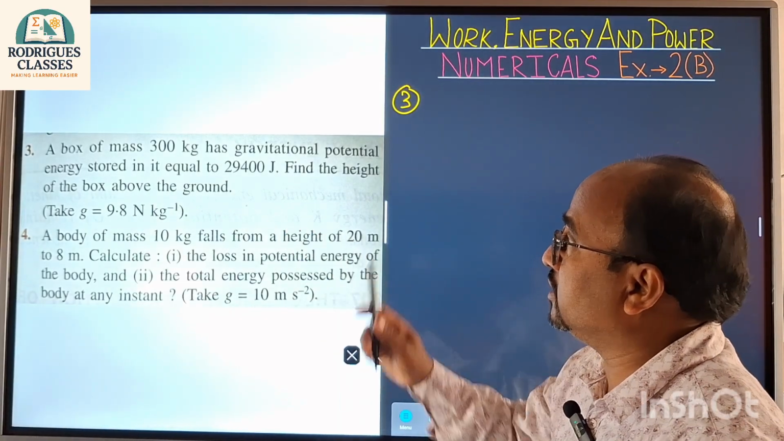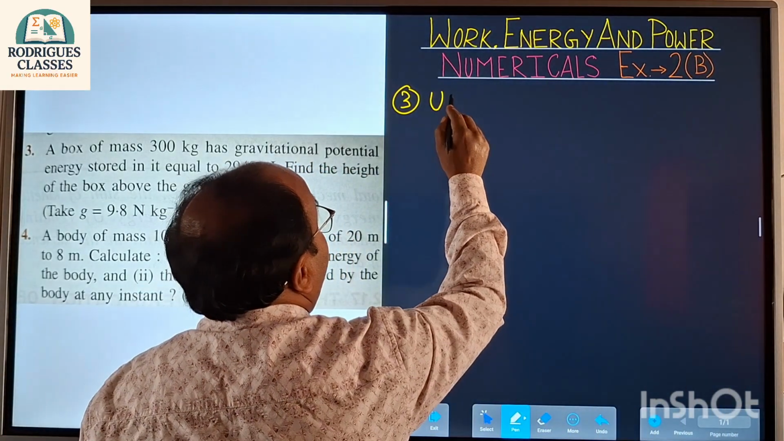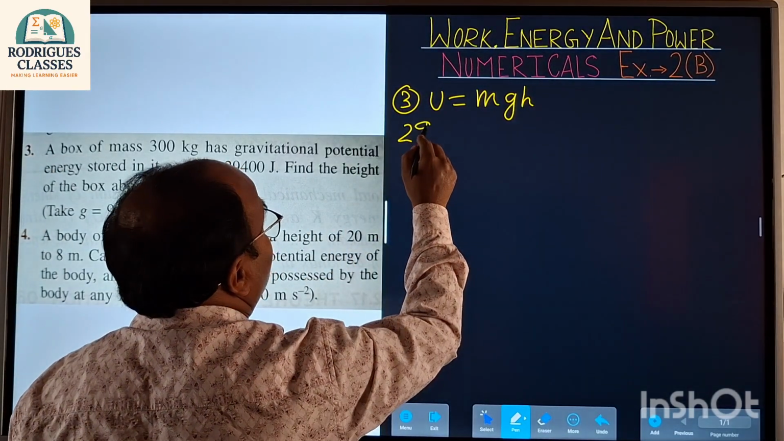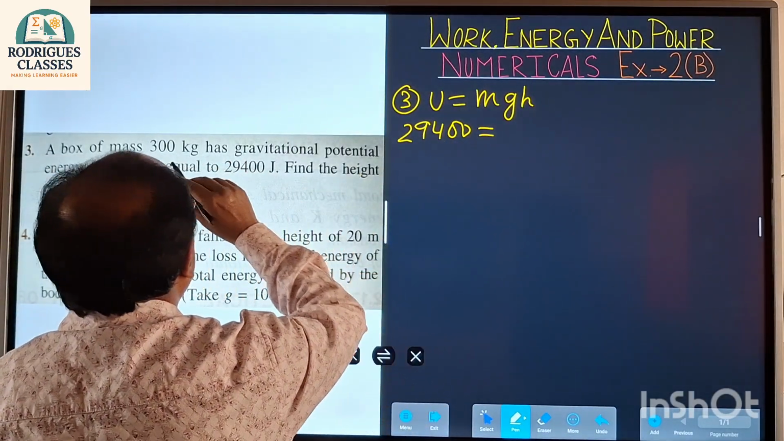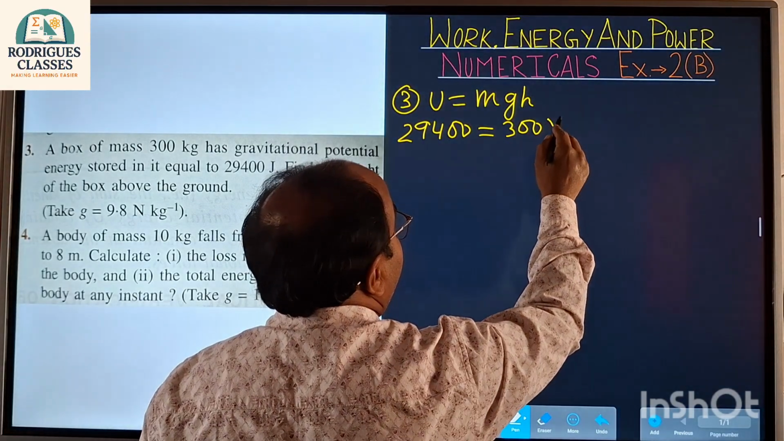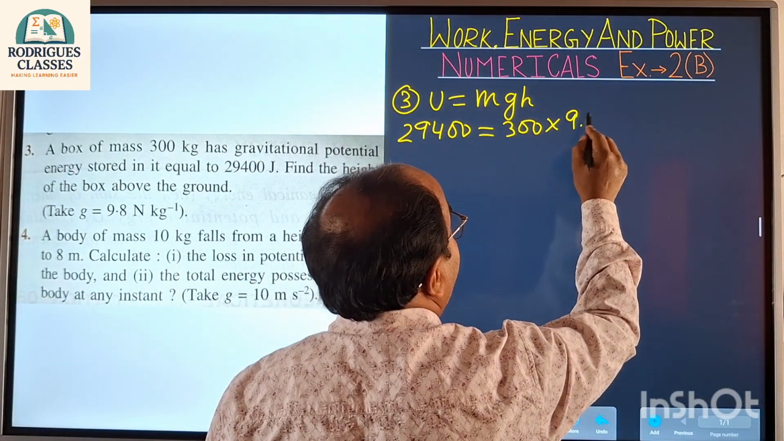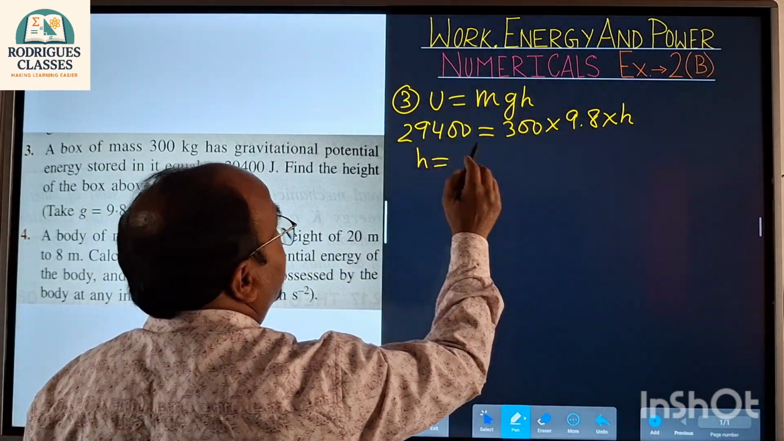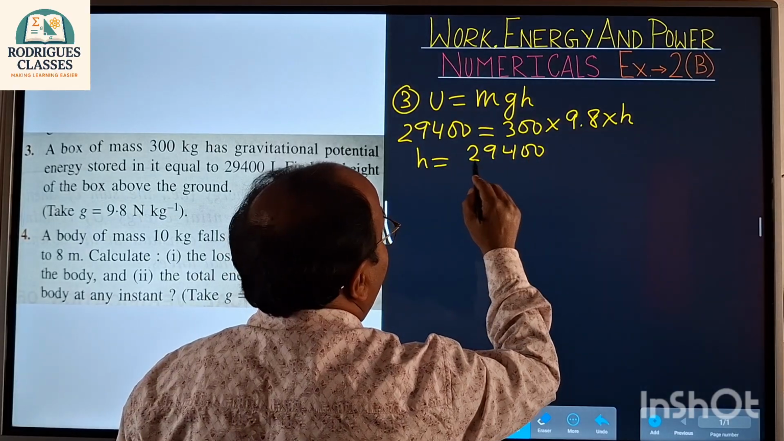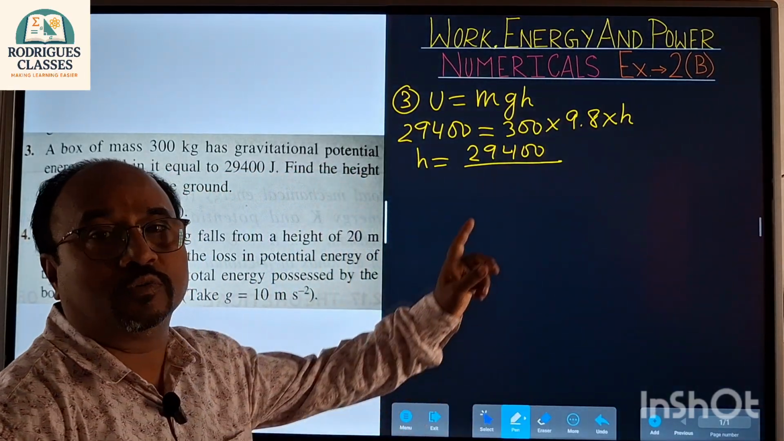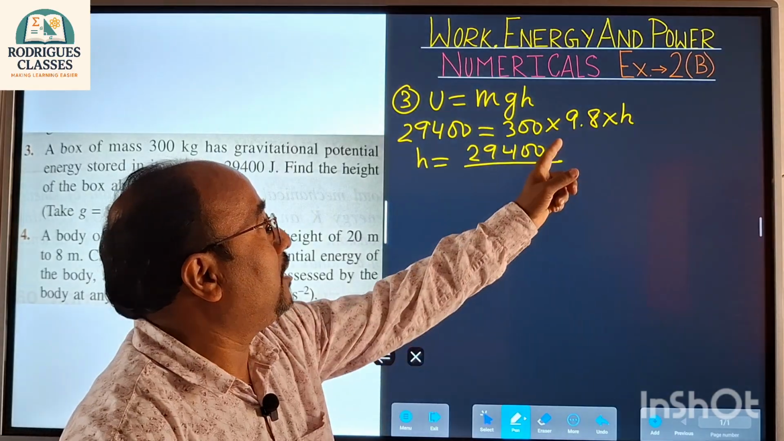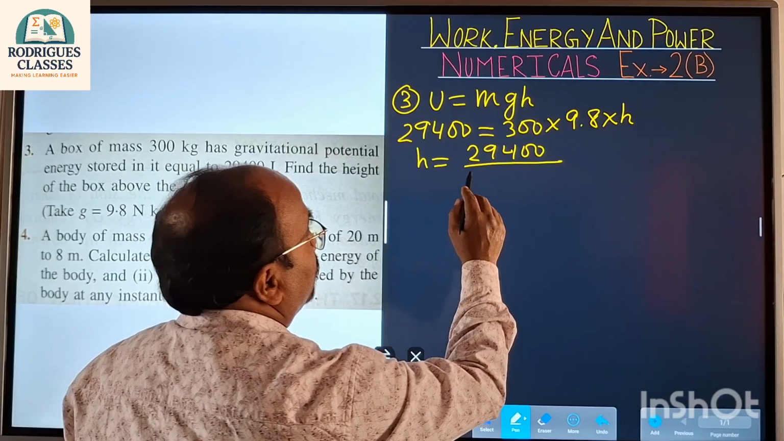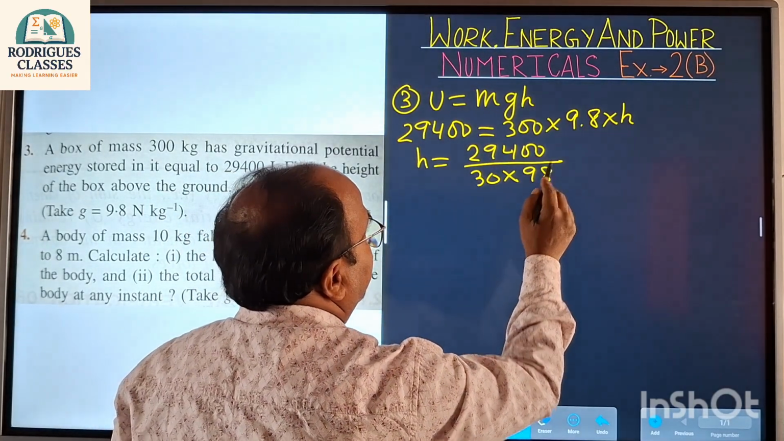Because potential energy is given, I will write U is equals to mgh. U is given to us as 29400. Mass is 300 kg. G value is told as 9.8 and then into h. So I can write h as 29400 divided by 300 into 9.8. So what I am doing is I am removing this decimal here, writing 98, and then I will use this 10 from here. So we get here 30 into 98.